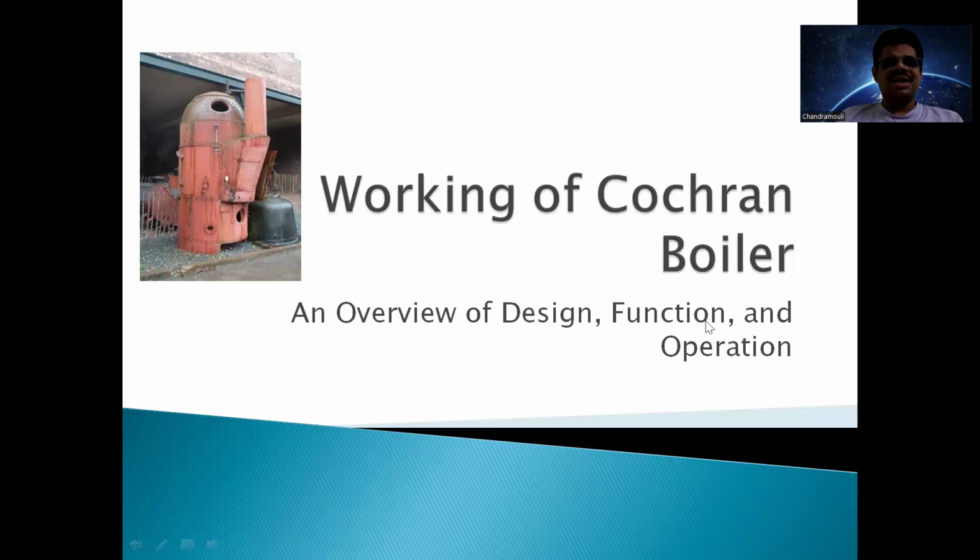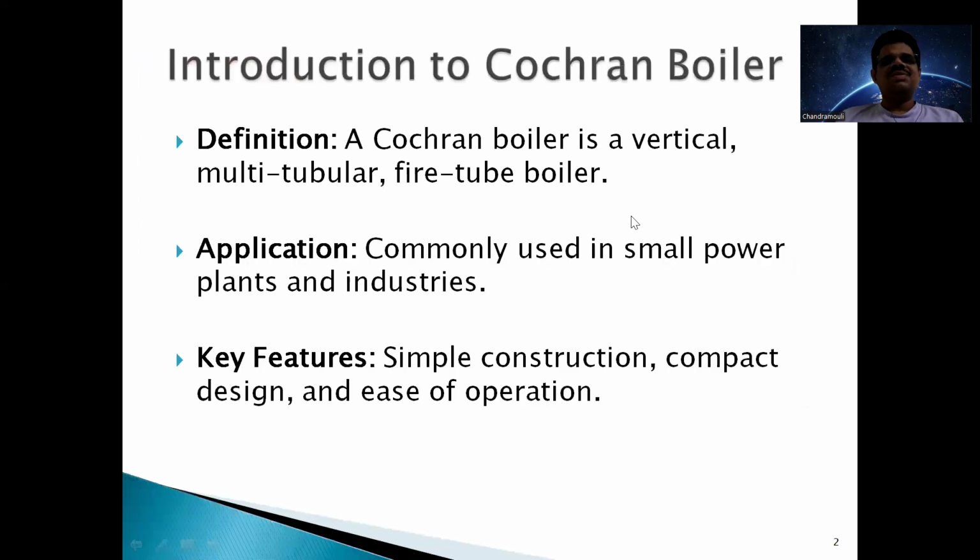Let us see what is there inside. This is basically a vertical and multi-tubular fire tube boiler. It is a fire tube boiler, which means hot flue gases flow through the pipes and water surrounds these pipes, so that there is a transfer of heat between the water and the hot flue gases inside the tubes. There will be a number of tubes which carry these flue gases, which is why it is called a multi-tubular boiler. In some boilers there will be a single tube, which is called a single tube boiler, but here it is a multi-tube boiler. So if anybody asks you what a Cochran boiler is, it is a vertical multi-tubular fire tube boiler.